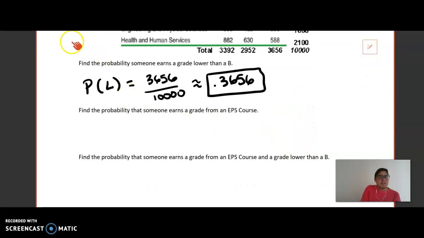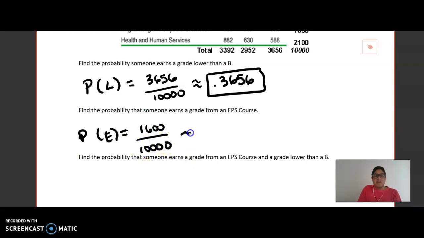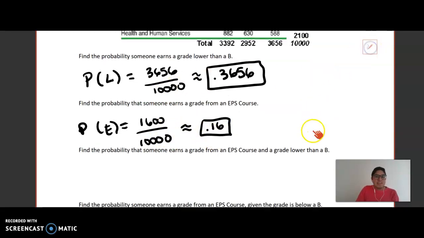Okay, find the probability that someone earns a grade from an EPS course. So now that's going to be the probability of event E, I believe. Sorry, got my notes here too. Well, we can see that those from an EPS course are going to be 1,600 out of the 10,000 students. So that's going to be approximately 0.16. Okay, so now we have P of E and we have P of L.